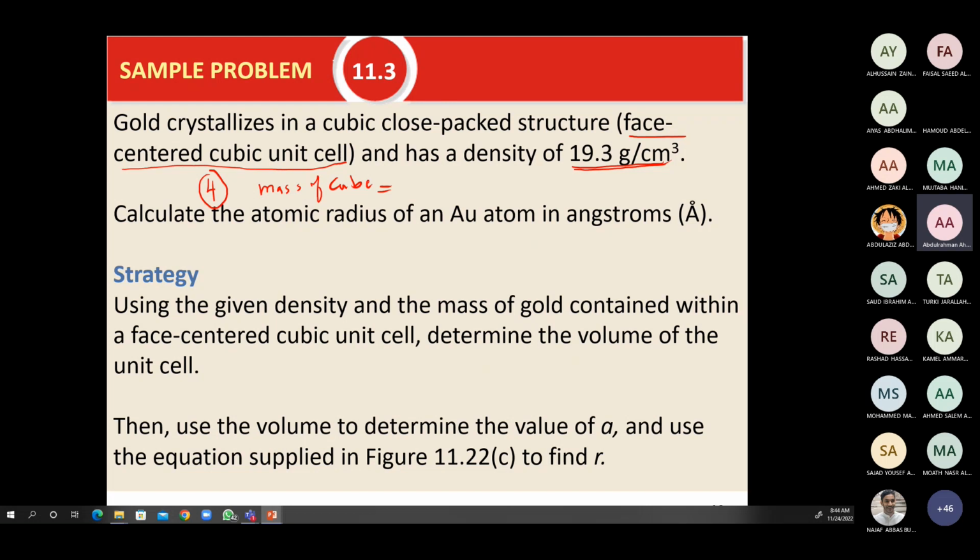What's the mass of the cube? It's 4 times what? 196.97. Exactly. Now this is in AMU. What should I do to make it in gram? Divide by 6.022 times 10 to the power 23, and you have the answer in gram. Good. So you can calculate it. Go ahead.